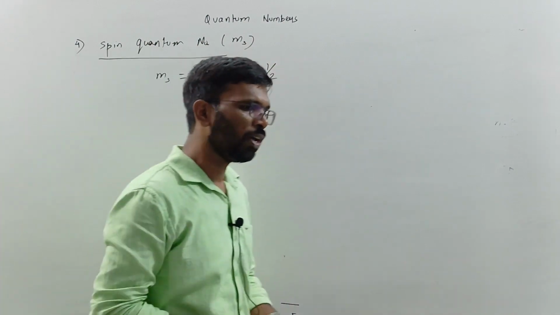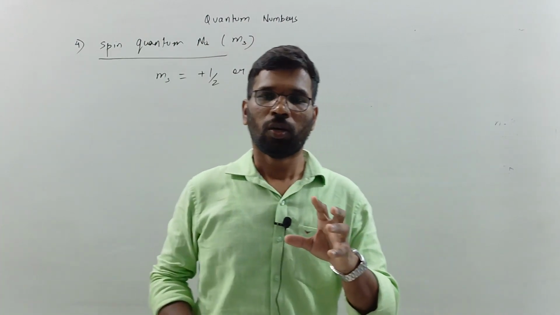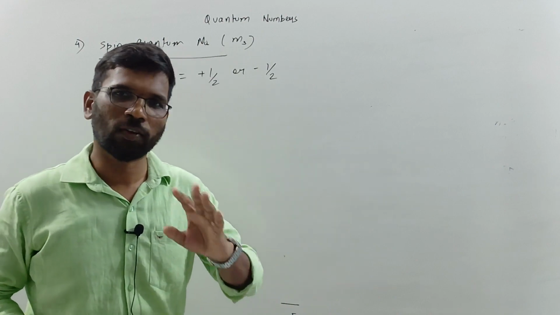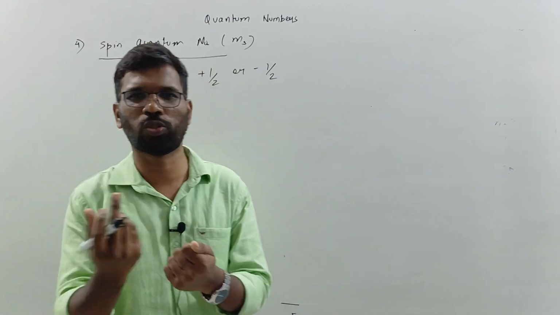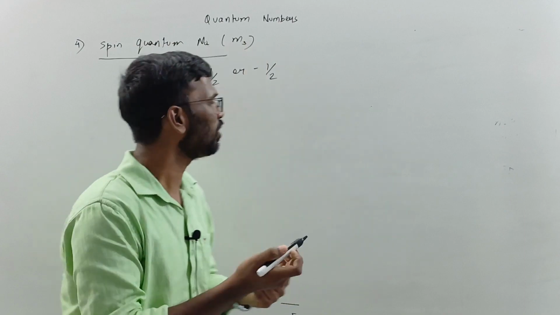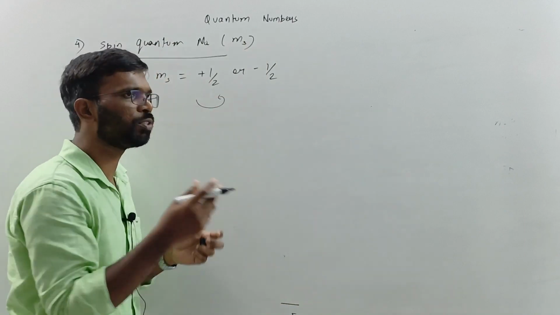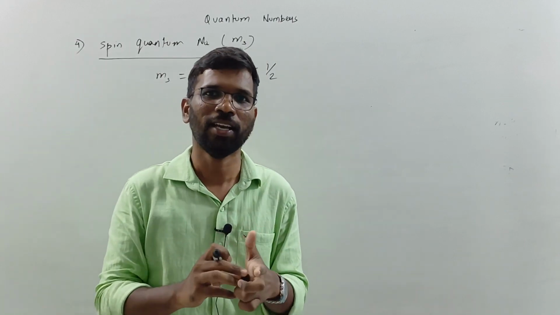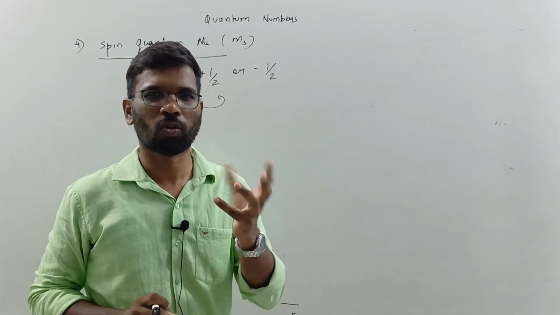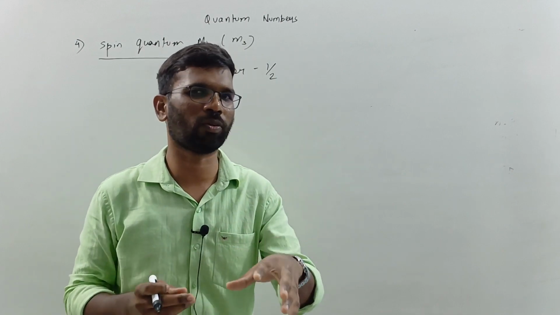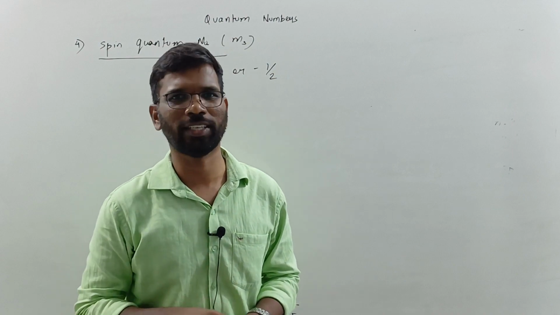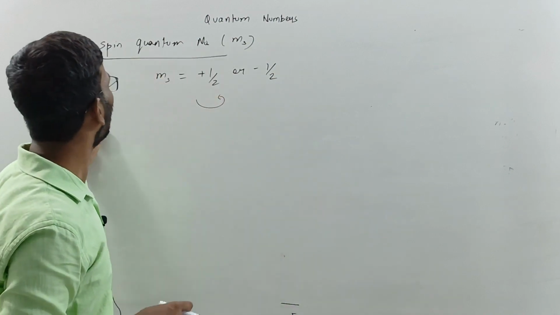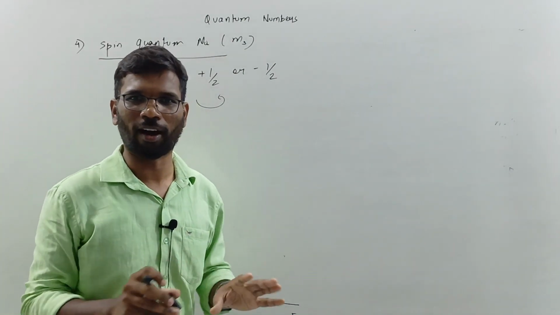Plus half and minus half represent that 2 electrons in a given orbital cannot have the same spin. It means each electron is also rotating about its own axis. So this tells about the rotation of the electron about its own axis. If one electron is revolving in a clockwise direction, the other electron in the same orbital with the same orientation will rotate in the opposite direction. That is what it means. So this is how all the 4 quantum numbers are defined.